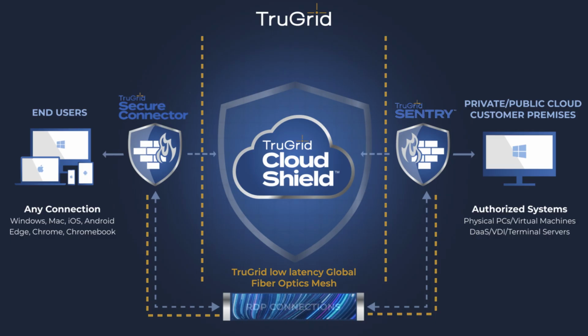TruGrid uses the nodes closest to the end user and the remote system, thereby bypassing internet congestion and ensuring low-latency connectivity experience. With decent ISP connections at the end user and remote systems, TruGrid Global Fiber Optics Mesh assures good RDP experience regardless of intervening internet congestion. The further the end user is from their remote systems, the more they will appreciate the low-latency fiber optics mesh.